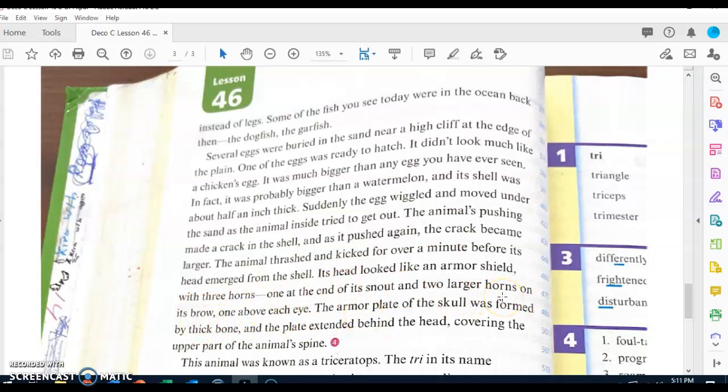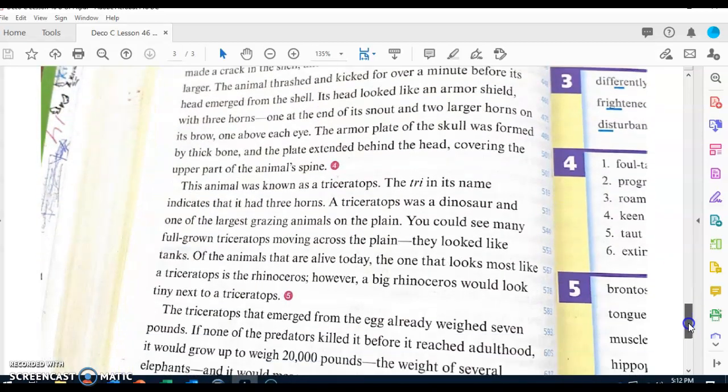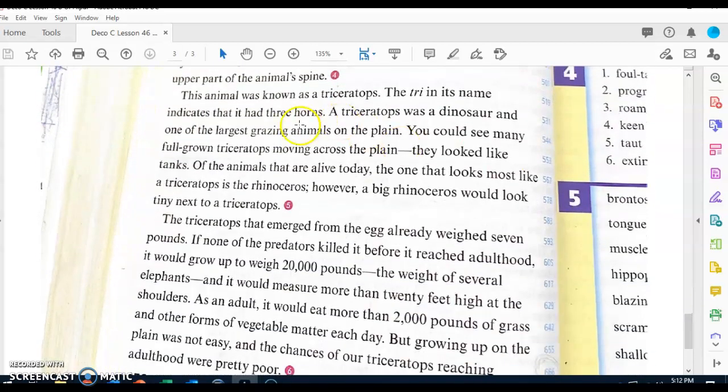The armor plate of the skull was formed by thick bone, and the plate extended behind the head, covering the upper part of the animal's spine. This animal was known as a triceratops. The tri in its name indicates that it has 3 horns. A triceratops was a dinosaur and one of the largest grazing animals on the plain.